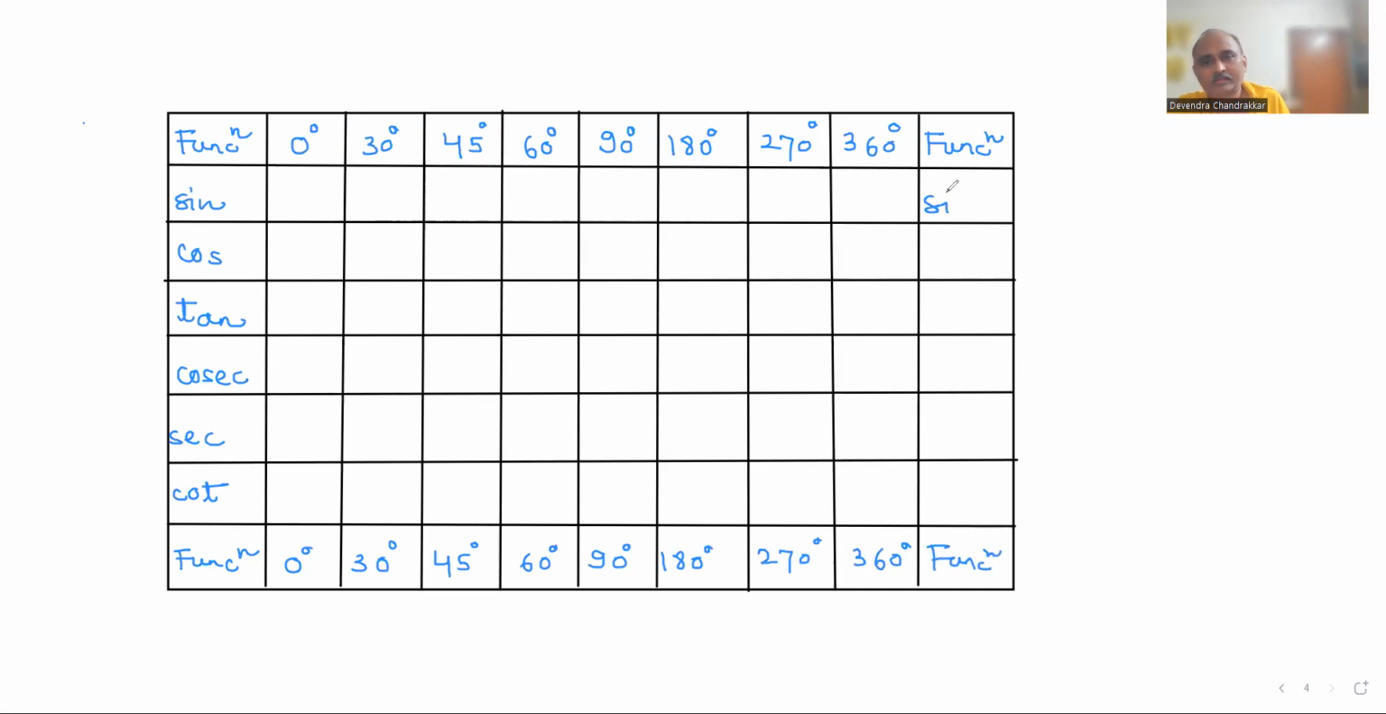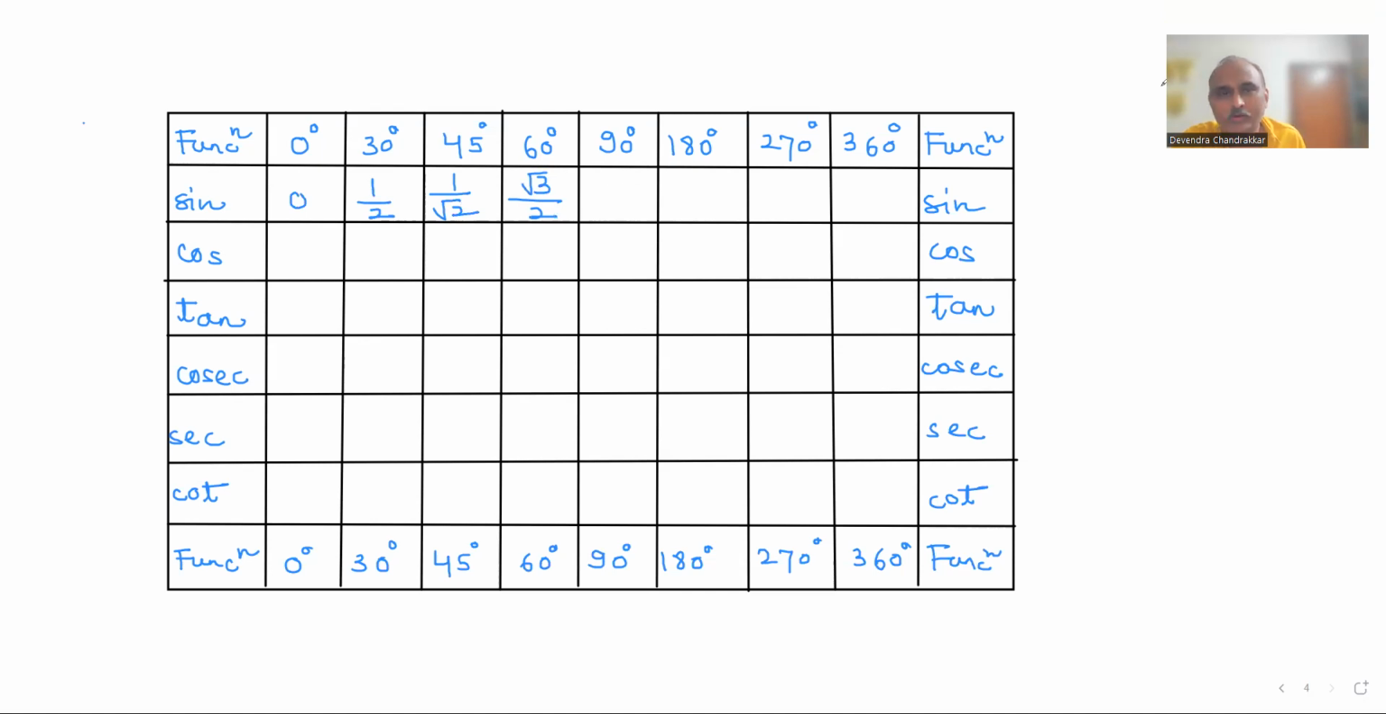Again, the functions are sine, cos, tan, cosec. If you remember the first three, the rest will follow. But for the sake of making a nice table, I'm writing it for you. Very good. So sine of 0 is 0. Sine of 30 degrees is 1 by 2. Sine of 45 degrees is 1 by root 2. Sine of 60 degrees is root 3 by 2.